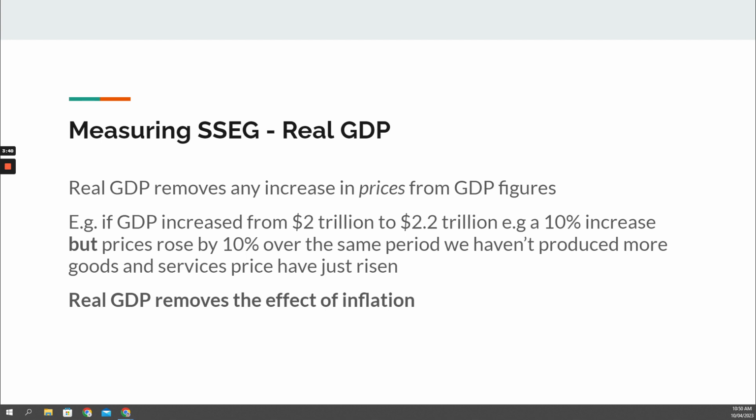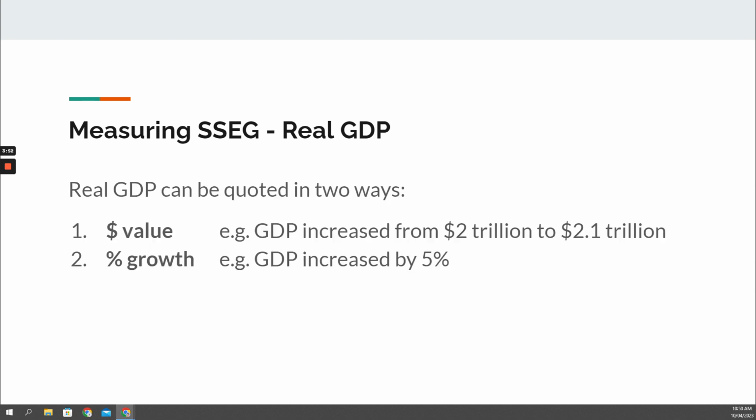But from now on, whenever you see real GDP, you just want to assume that this is the total volume of production because what has happened is they've taken the value and they've removed the price impacts. So, real GDP is looked at in a similar fashion to nominal GDP. It's just that inflation's removed and it's telling us volume. Real GDP can be quoted in value terms. So we can look at it in terms of an increase in real GDP from 2 trillion to 2.1 trillion. Again, that $2 trillion has had inflation taken out of it. Or we can look at it in growth terms.